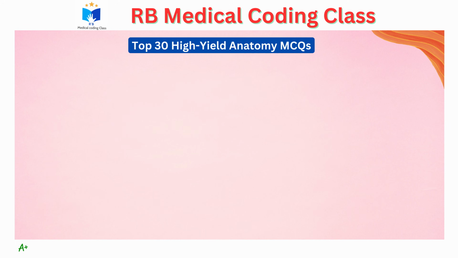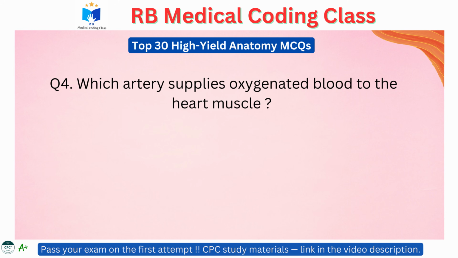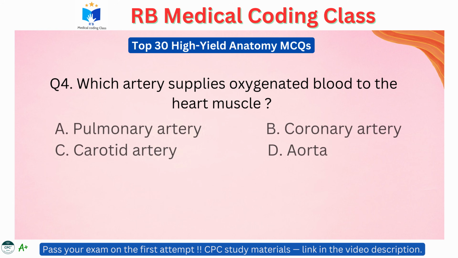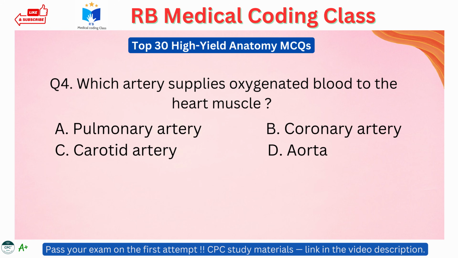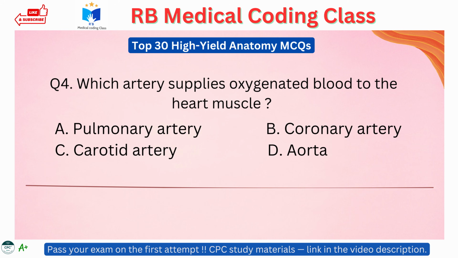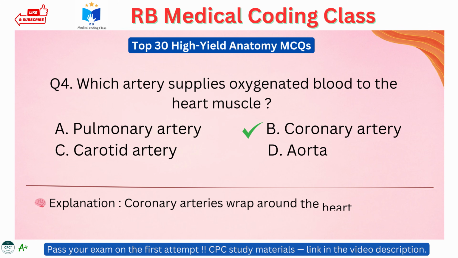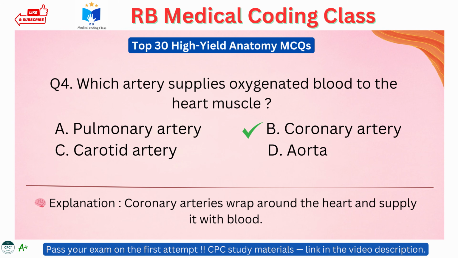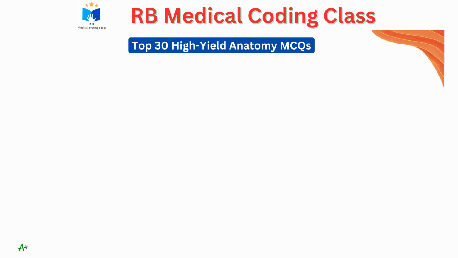Question 4. Which artery supplies oxygenated blood to the heart muscle? A. Pulmonary artery. B. Coronary artery. C. Carotid artery. D. Aorta. Answer. B. Coronary artery. Explanation. Coronary arteries wrap around the heart and supply it with blood.